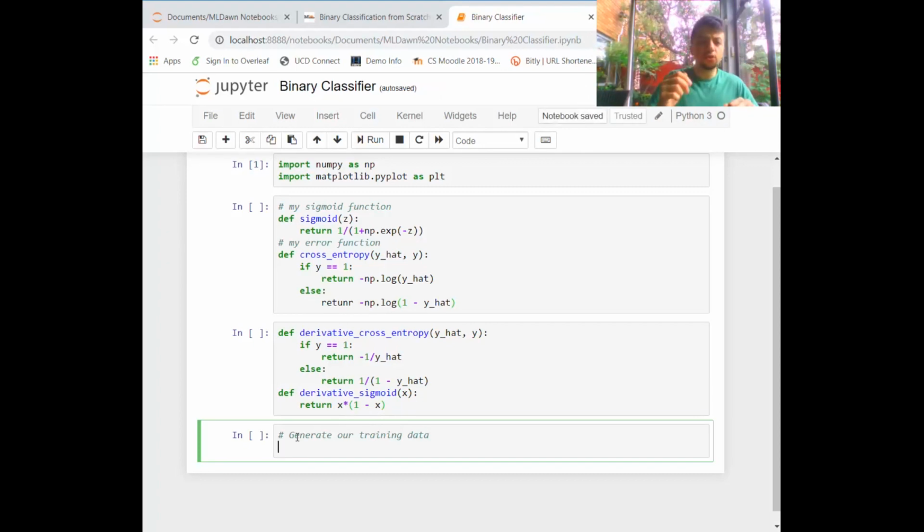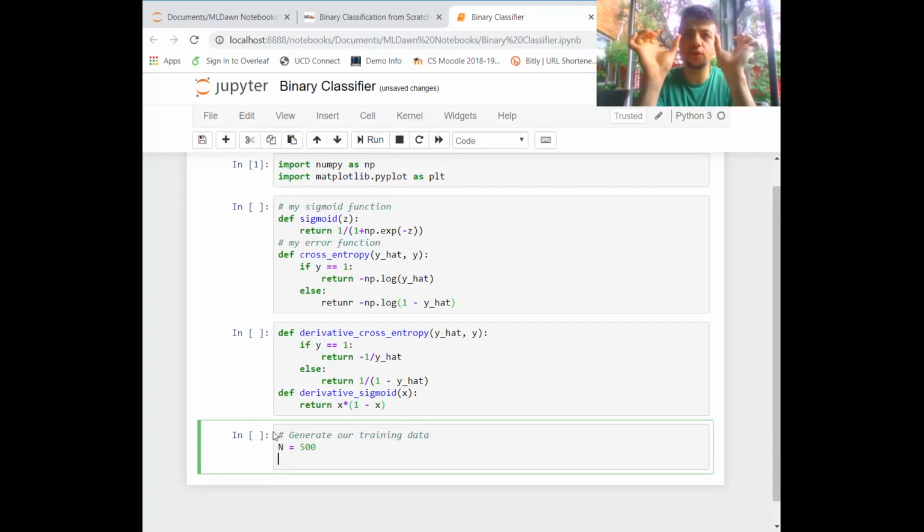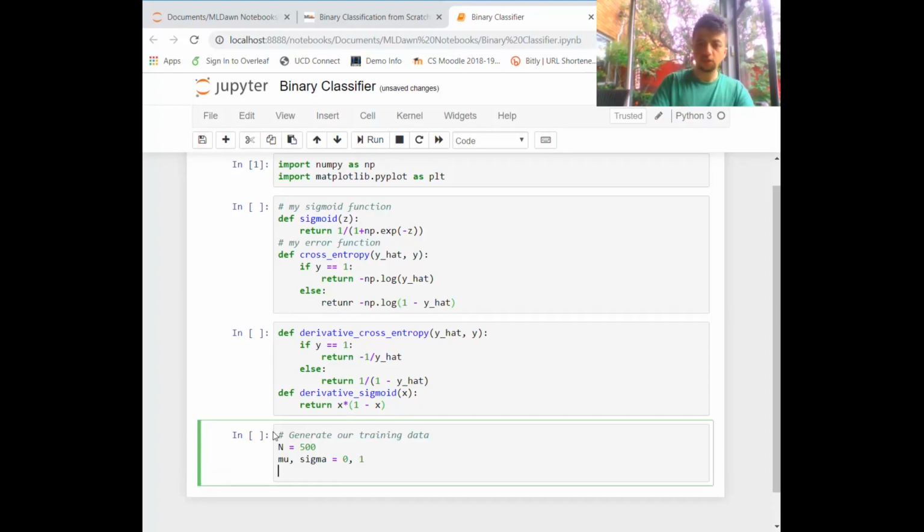So the way I'm going to do this is, let's consider n equal 500. 500 examples is what we're going to do. Next, I'm going to consider two Gaussians, right? A Gaussian, I have to define it in Python. A Gaussian has a mean and a standard deviation, right? So first, I'm going to define these values. Let's say mu and sigma. I'm going to say mu is 0 and sigma is 1. So this is going to be the mu and sigma of the first Gaussian.